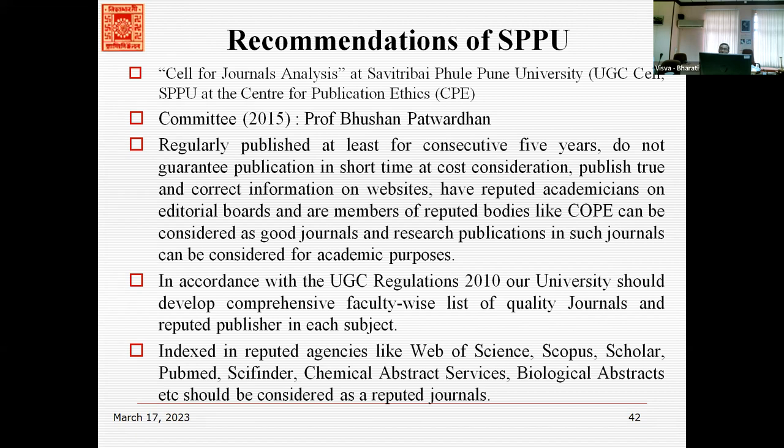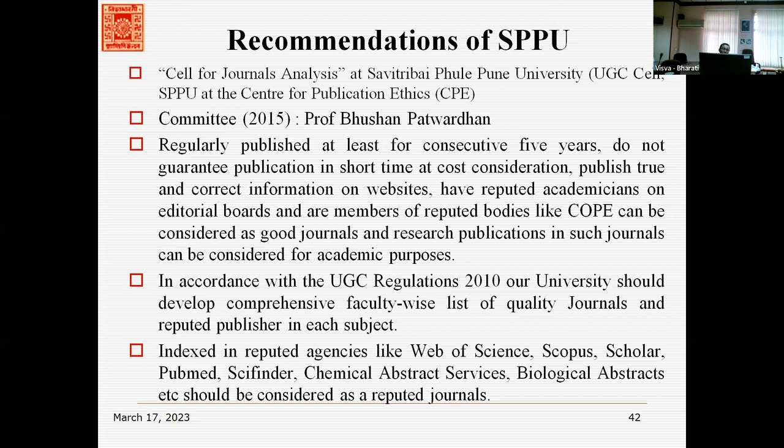Secondly, according to the UGC guideline 2010, our university developed a comprehensive faculty-wise list of quality journals and reputed publishers in each subject. That is, they recommended that the faculty-wise list of quality journals and publishers should be prepared on each and every subject, and indexed in reputed agencies that I told you, you know, Web of Science, Scopus, Scholar, PubMed, SciFinder, Chemical Abstracts, Biological Abstracts are to be considered as reputed journals. So, indexing in these databases also means they are considered reputed journals.